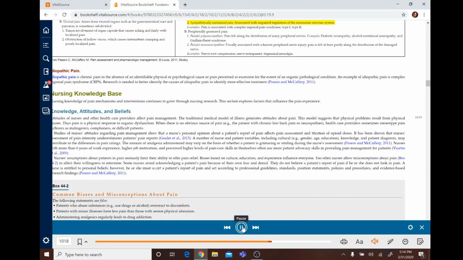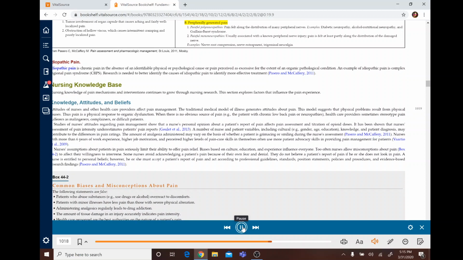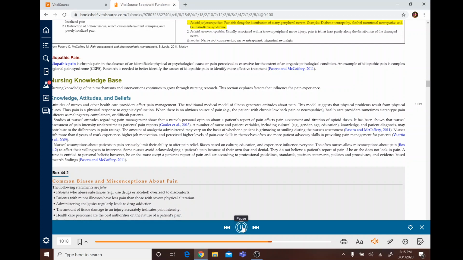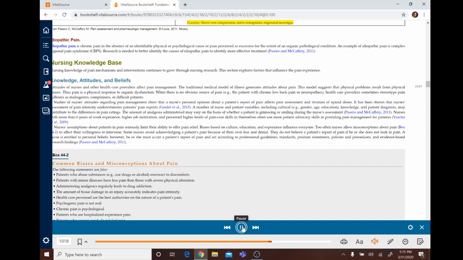2. Sympathetically maintained pain, associated with impaired regulation of the autonomic nervous system. Examples: pain is associated with complex regional pain syndrome, type I, type II. Peripherally generated pain. 1. Painful polyneuropathies, pain felt along the distribution of many peripheral nerves. Examples: diabetic neuropathy, alcohol nutritional neuropathy, and Guillain-Barré syndrome. 2. Painful mononeuropathies, usually associated with a known peripheral nerve injury. Pain is felt at least partly along the distribution of the damaged nerve. Examples: nerve root compression, nerve entrapment, trigeminal neuralgia.